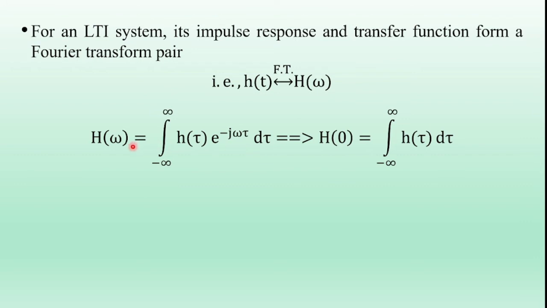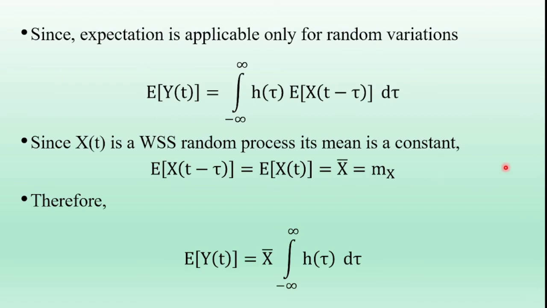So now here, substituting omega equal to 0, we get H of 0 is equal to e power minus 0, which is 1. Therefore H of 0 is equal to the integral from minus infinity to infinity of h of tau d tau. This equation is called the zero frequency response of the system. So in this equation, on the RHS, the integral from minus infinity to infinity of h of tau d tau is the zero frequency response of the system.